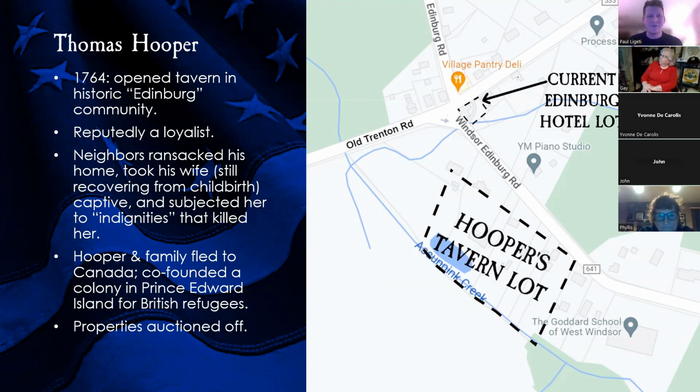In 1764, he opened an inn in the historic West Windsor community of Edinburgh, which itself is centered around the intersection of Old Trenton Road, Edinburgh, and Windsor roads, which you can see in the map here. This was a popular town meeting spot, and Hooper maintained this inn until at least the start of the Revolutionary War. However, Hooper was reputedly also a British sympathizer.